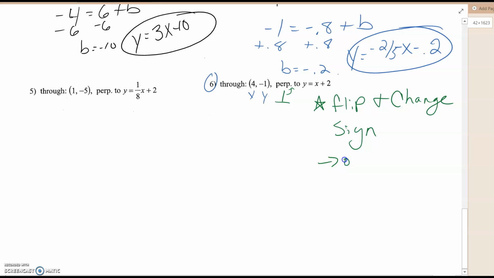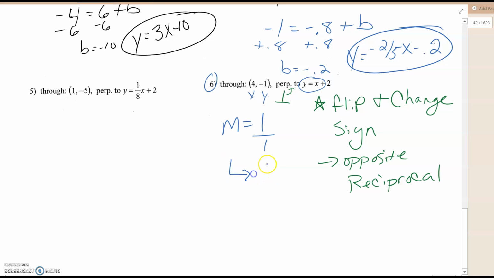This is the same as the opposite reciprocal. Okay, so this slope here is just 1. So 1x up here. So the opposite, so if it's like 1 over 1, to flip it, well, if you flip 1 over 1, it's still 1 over 1. But then I have to make it negative. So it's going to be a negative 1.